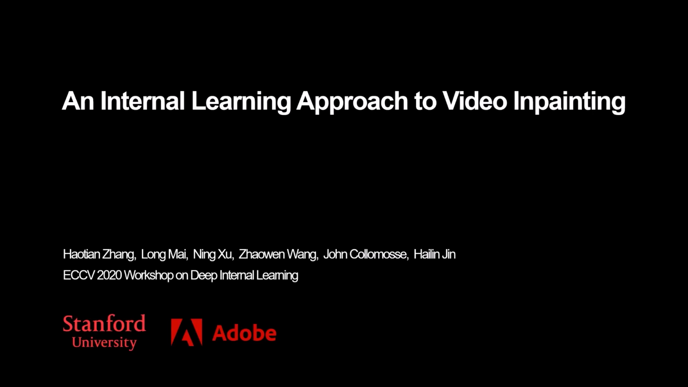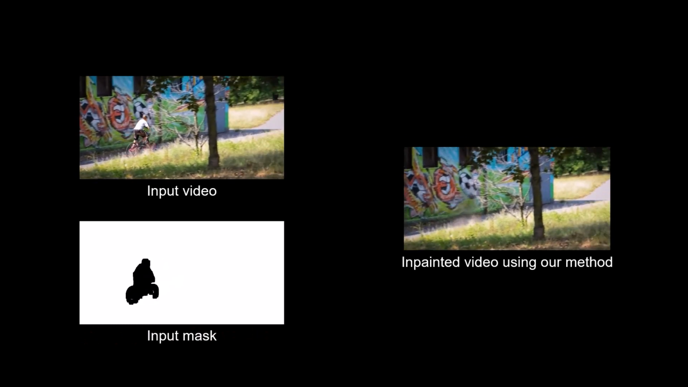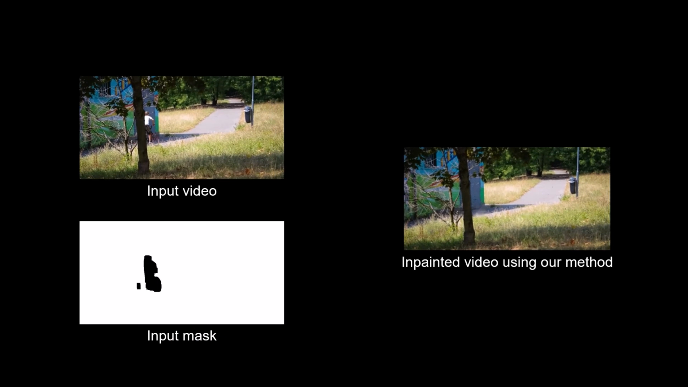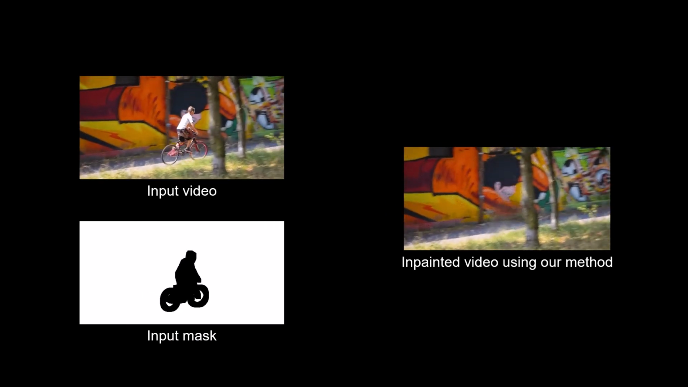We present an internal learning approach to video inpainting. Video inpainting is the problem of synthesizing plausible visual content within a specified region. It has many practical applications, for example, to remove unwanted objects in the video. Traditional video inpainting methods rely on patch-based and flow-based optimization, which can suffer from distortion.